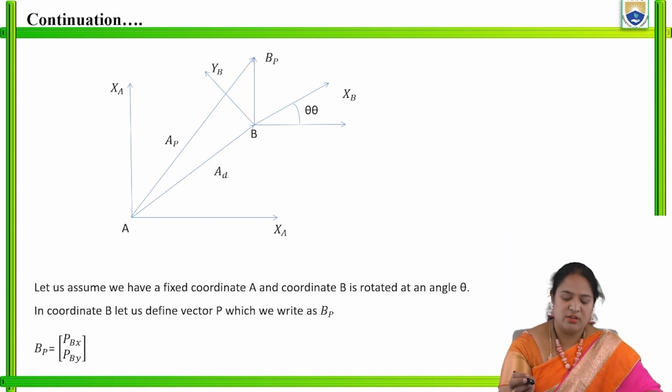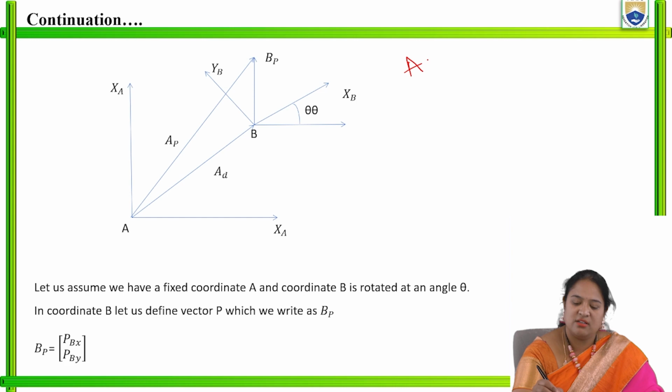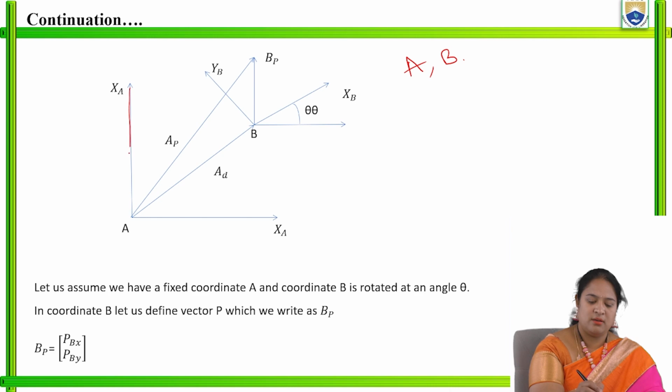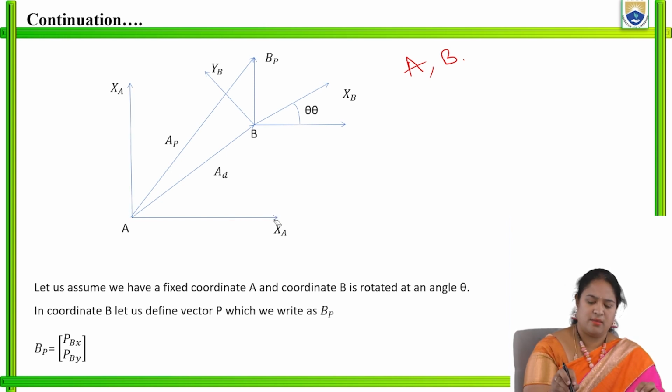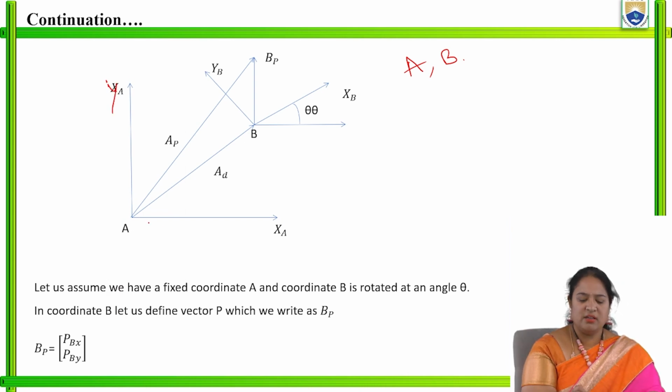So when we consider two coordinate systems A and B, you can see this figure. Here, the coordinate system A is drawn on the x and y axes. This is xa, the x axis, and this is the y axis, which we term ya.